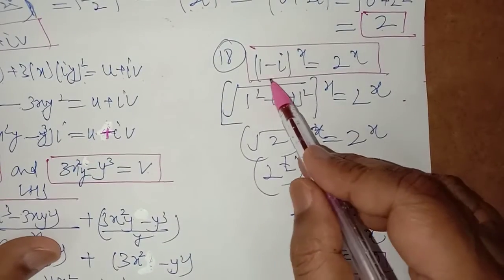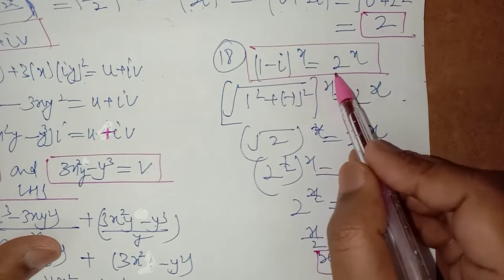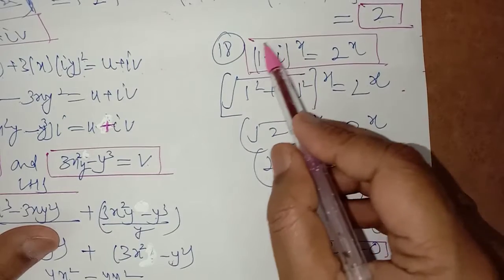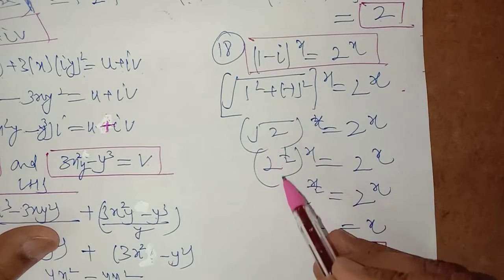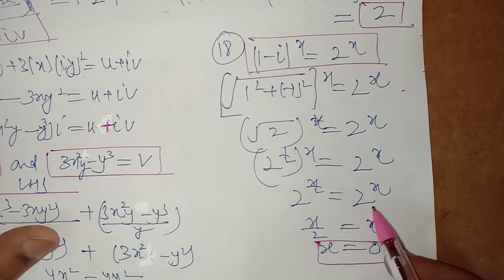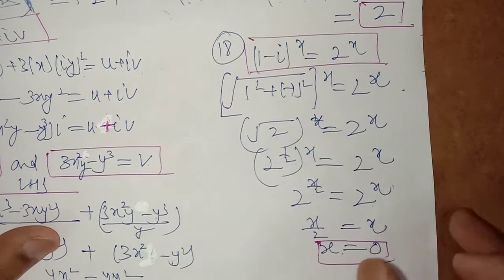Now this is an easy question. It is given that the modulus of (1 minus i) to the power x is equal to 2 raised to power x. You have to find the value of x. So find the modulus of this, under root a square plus b square. It comes out to be root 2. For root 2 you can write 2 raised to power half, and because the bases are equal, their exponents will be equal. So x by 2 is equal to x, which gives x is equal to 0.